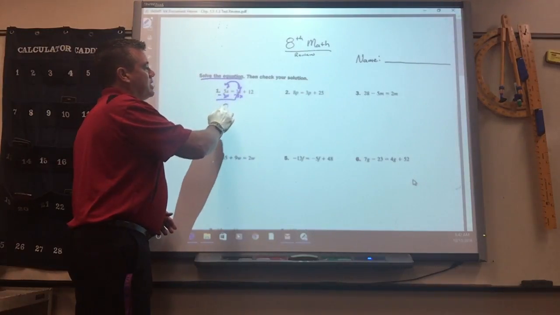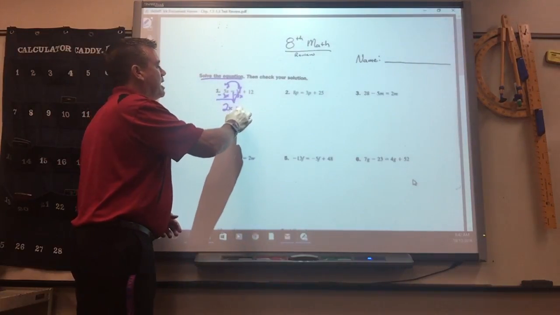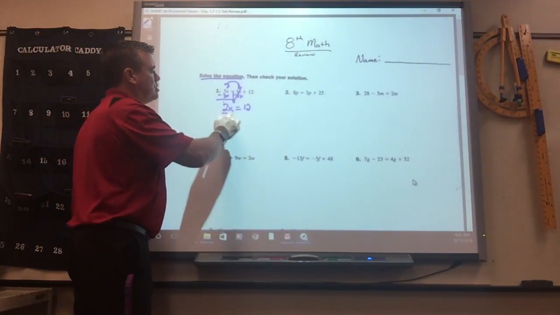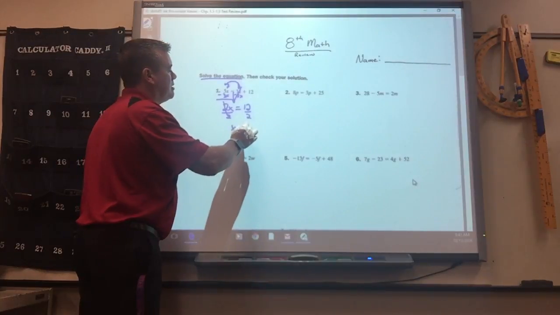So 5x minus 3x is 2x. Drop the equal sign down. Equals 12. Now this one, divide by 2, and you get 6.